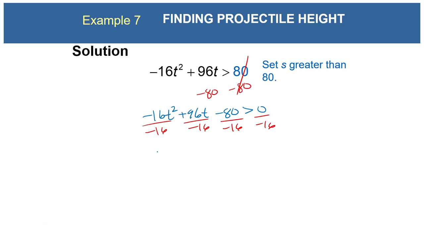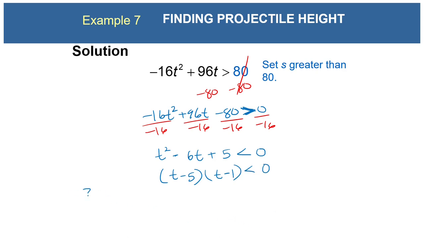This gives us t squared minus 6t plus 5. Remember, we're going to have to switch the direction of the sign because we divided by a negative. So this will be less than 0. Don't forget to switch the direction of the sign. Now this factors as t minus 5 times t minus 1 is less than 0.